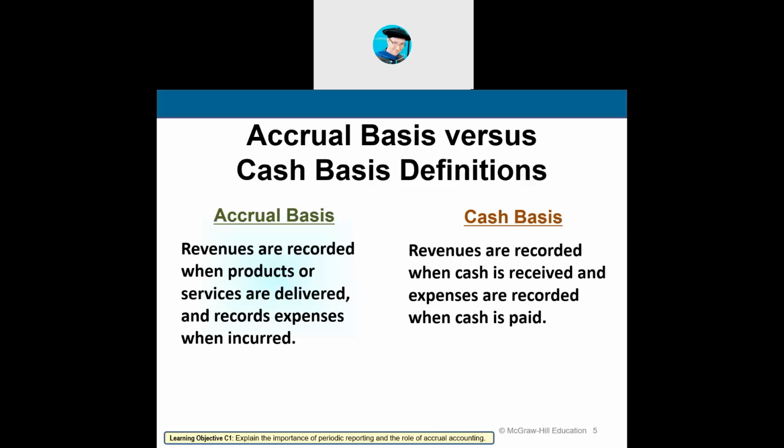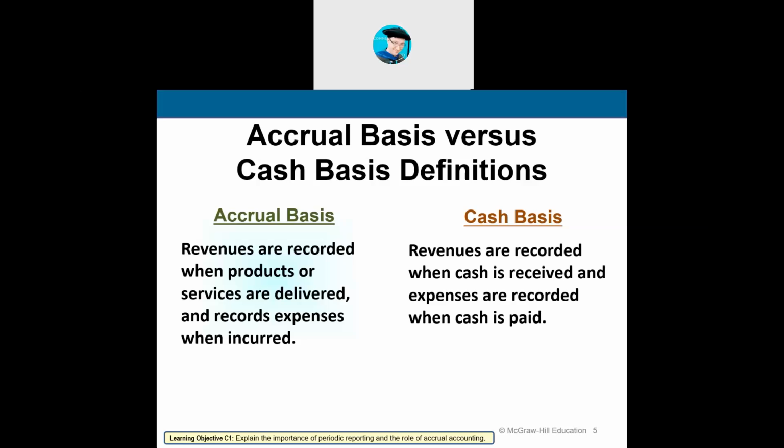Cash-based accounting is commonly used in service businesses. For example, a restaurant would use a cash-based accounting system. That is where they recognize and record revenue when cash is received from the customer. Okay, and we also recognize and record expenses when cash is paid for those expenses.